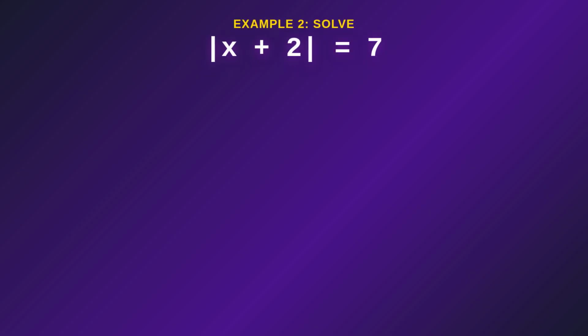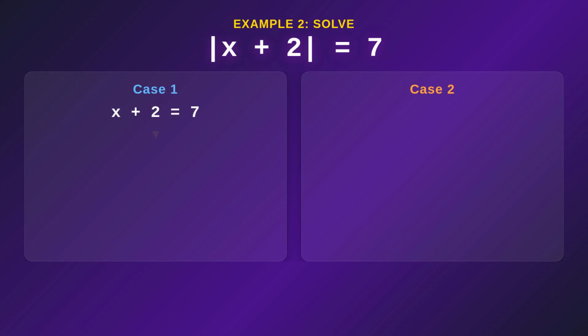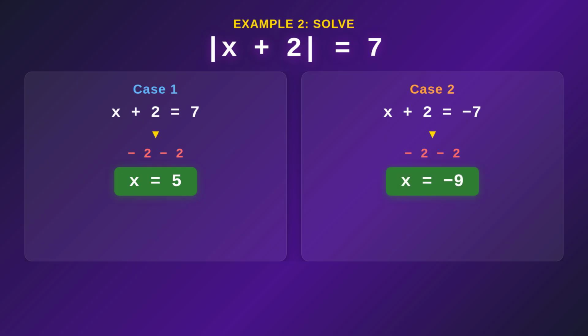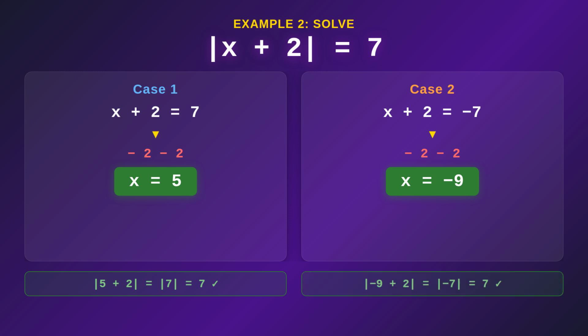Let's work through the absolute value of x plus 2 equals 7 together. Case 1, x plus 2 equals 7. Subtract 2 from both sides. 7 minus 2 equals 5, so x equals 5. Case 2, x plus 2 equals -7. Subtract 2 from both sides. -7 minus 2 equals -9, so x equals -9.